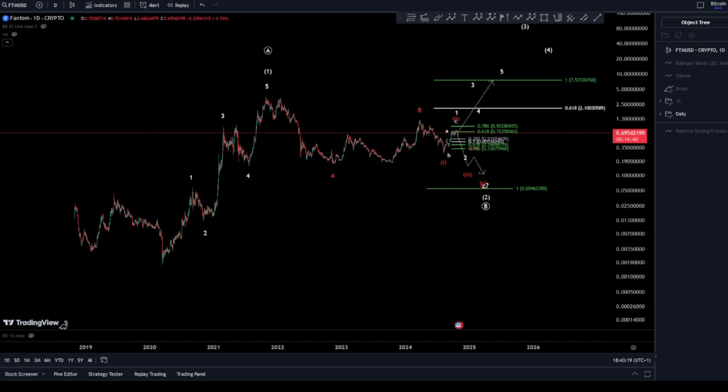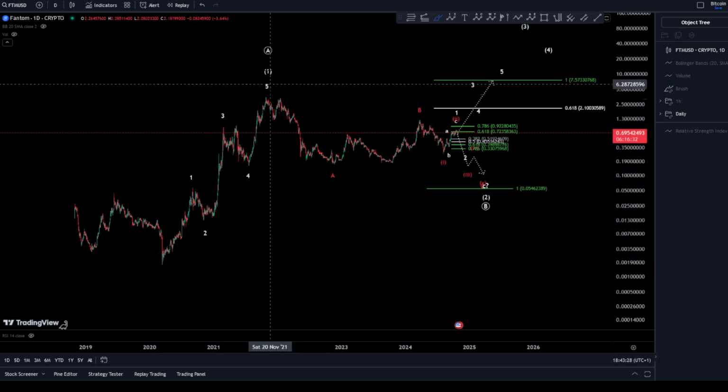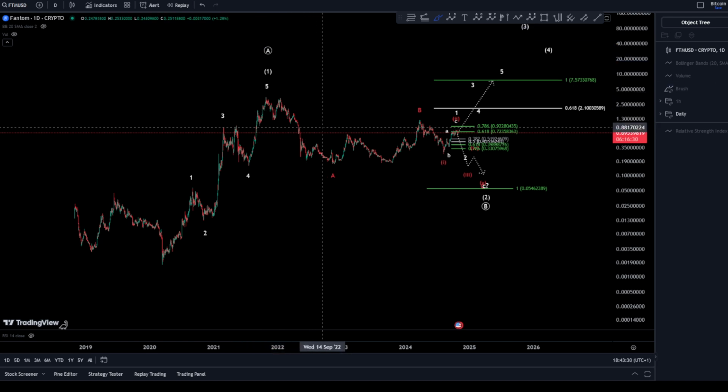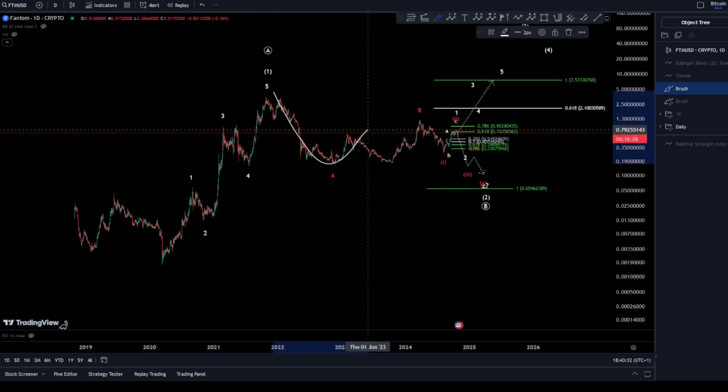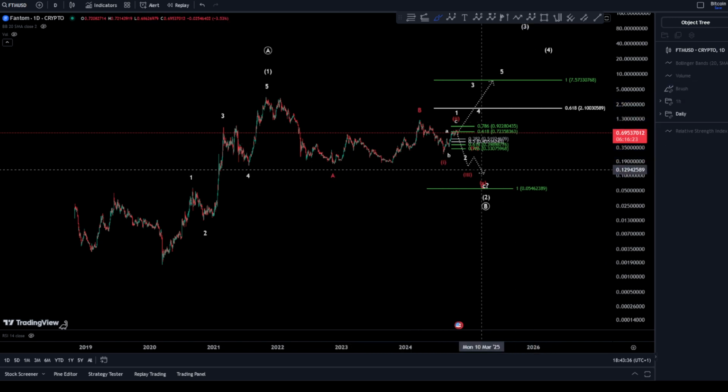So starting with Phantom, on the daily chart, as we can see here, we have already finished an impulse 1, 2, 3, 4, 5, of course, where we can start a wave 1 or a wave A. After this, you are looking for a three-wave corrective, of course, for Phantom before you move towards the upside.